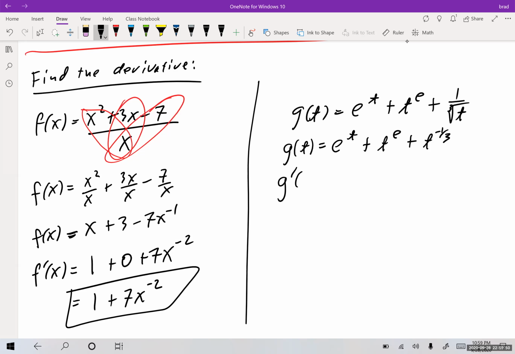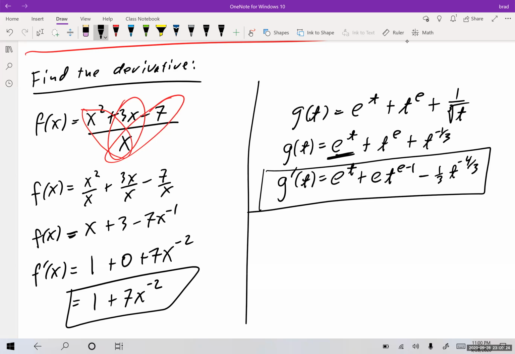So g prime of t is equal to, now, what's the derivative of e to the t? e to the t. Now, this is different. This is t to the e. This is not an exponential function. This is a power function. It just so happens that the power happens to be e. So I'm going to take the power of e, move it to the front, because remember, e is a constant. It's 2.71 and some change. So this will be e times t to the e minus 1, minus 1/3 t to the negative 4/3. And that would be my derivative. Now we're starting to see how it can get a little bit out of hand. That's a little bit uglier problem than we're used to working with.